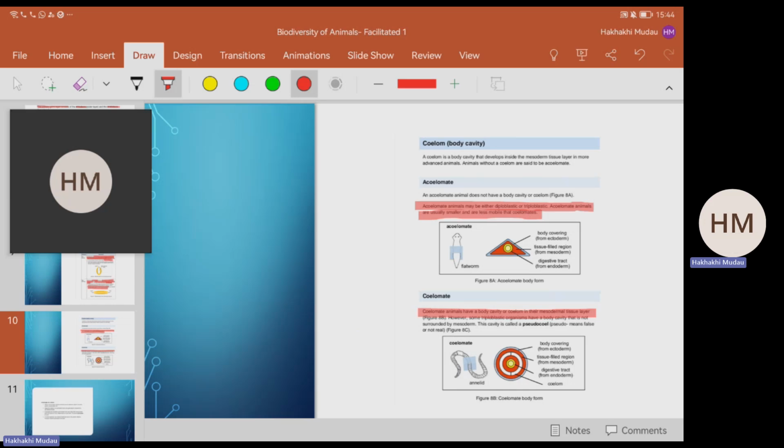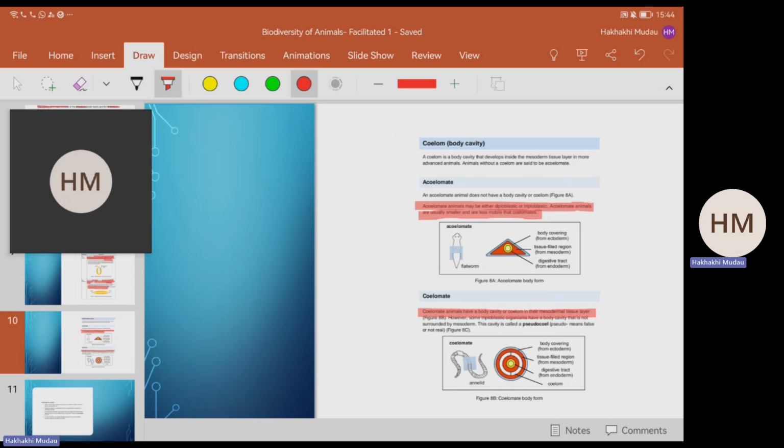Once the coelom is lined by only one side of the mesoderm, then that organism is pseudocoelomate, because that's a false coelom. So pseudo means false coelom. Because for an animal to be coelomate, it has to be lined on both sides.